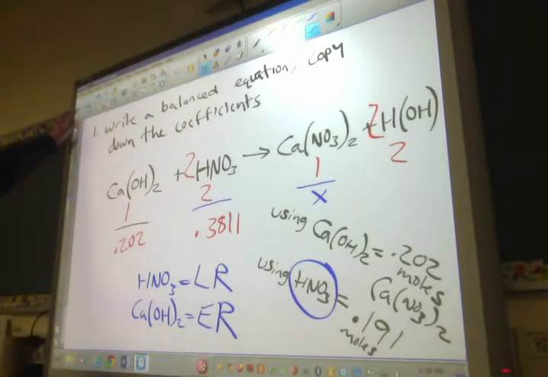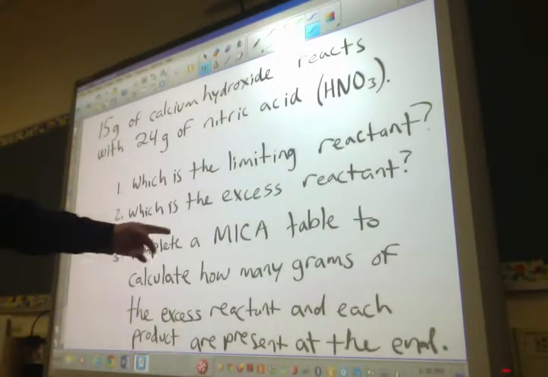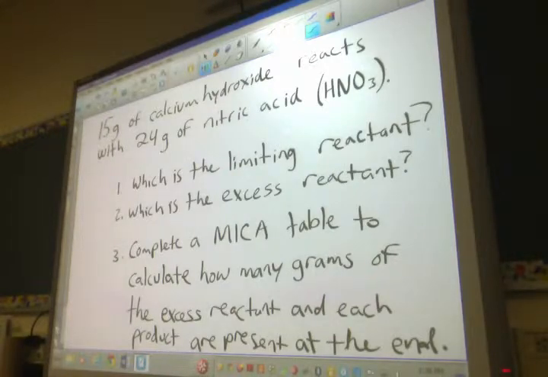Okay? So notice I now say complete what I call an ICE table, which we'll go into, to calculate how many grams of the excess reactant and each of the products are present at the end. So here's what we do for this.